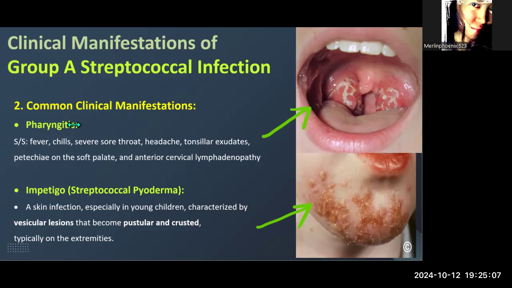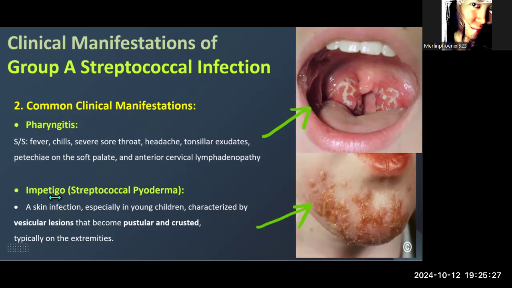In pharyngitis, we can observe fever, chills, severe sore throat, headache, tonsillar exudates, petechiae on the soft palate. We can observe the petechiae here, and anterior cervical lymphadenopathy.